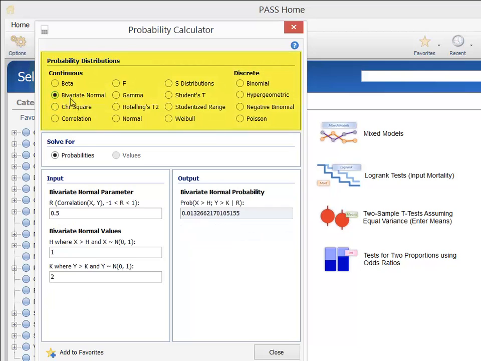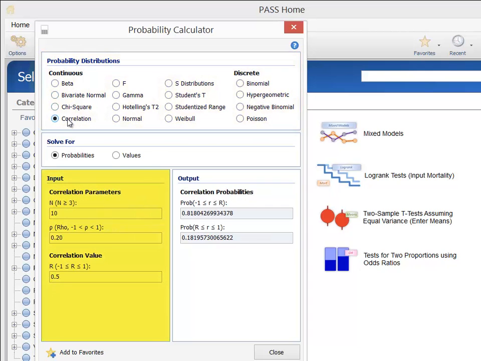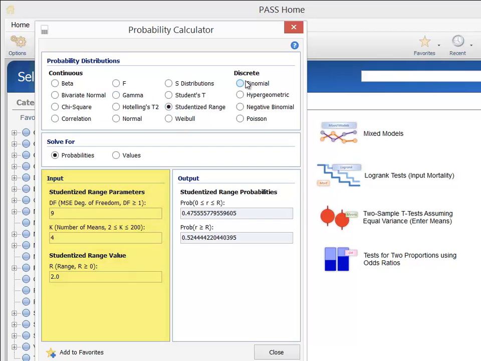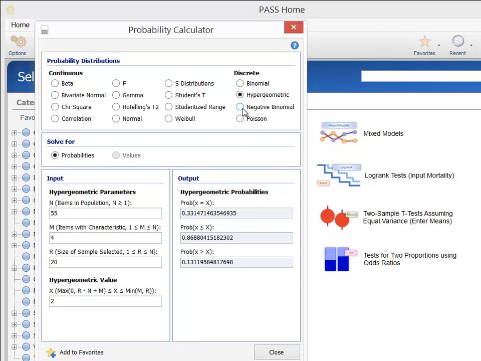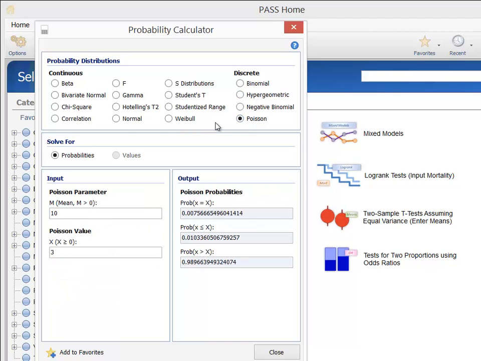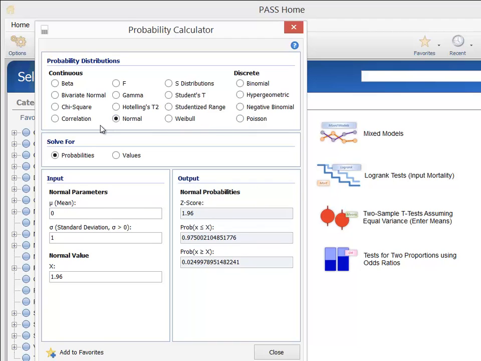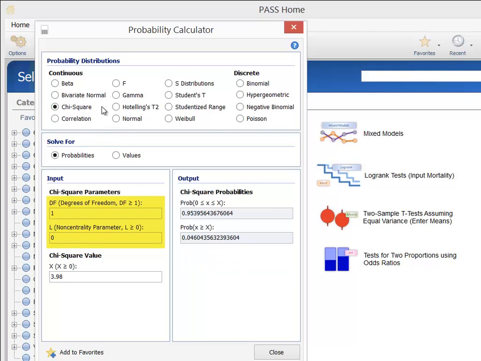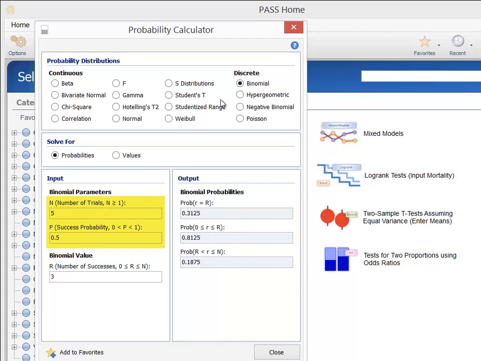As you select from the various available distributions, the input parameters change according to the requirements of each distribution. Some require more parameters for complete specification than others. The normal distribution, for example, requires you to input the mean and standard deviation to specify the distribution. The chi-square distribution requires the degrees of freedom and a non-centrality parameter, which is 0 for the common central chi-square distribution. The binomial distribution requires the sample size and success probability.